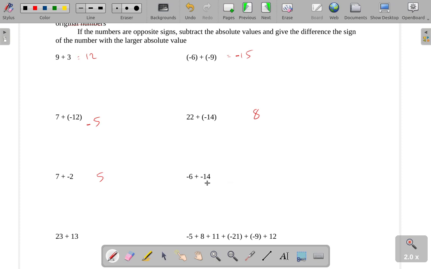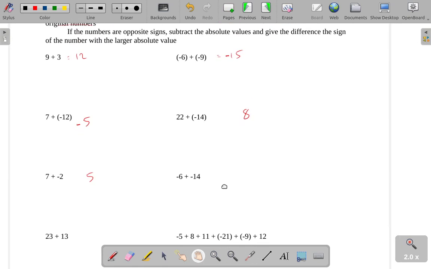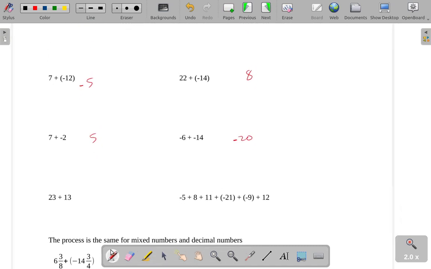Negative 6 and negative 14, they're both negative, so I need to use this first rule. I need to combine the two of them. 6 plus 14 is 20, and I keep the same sign. They're both negative, so the result is negative. 23 and 13, they're both positive, so I add them together, I get 36. The result is still positive.